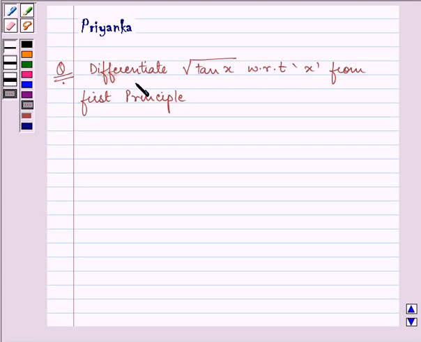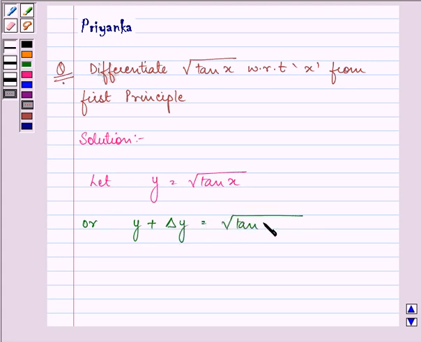The question says differentiate under root tan x with respect to x from first principle. Here let y be equal to under the root tan x. Right? Or we can say that y plus change in y is equal to under the root tan x plus change in x. Right? Further, let this be the first equation and this be the second equation.